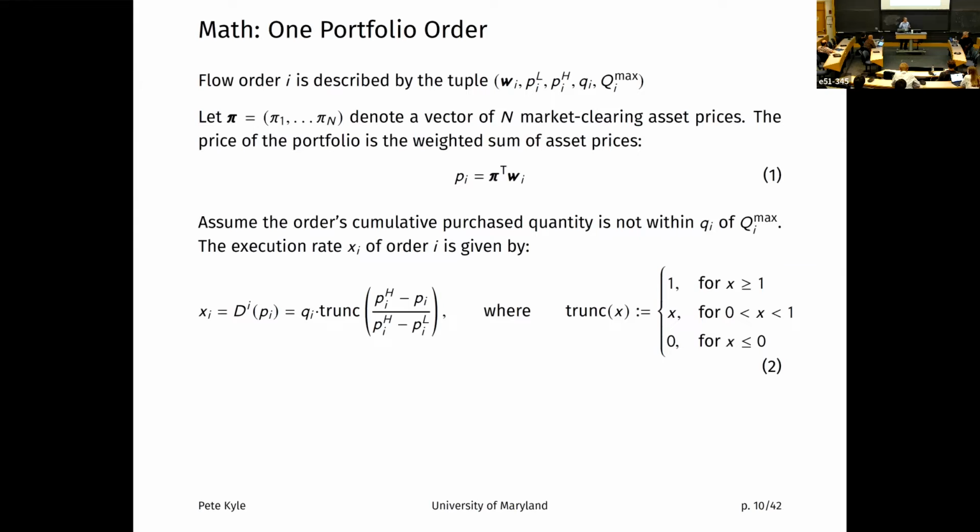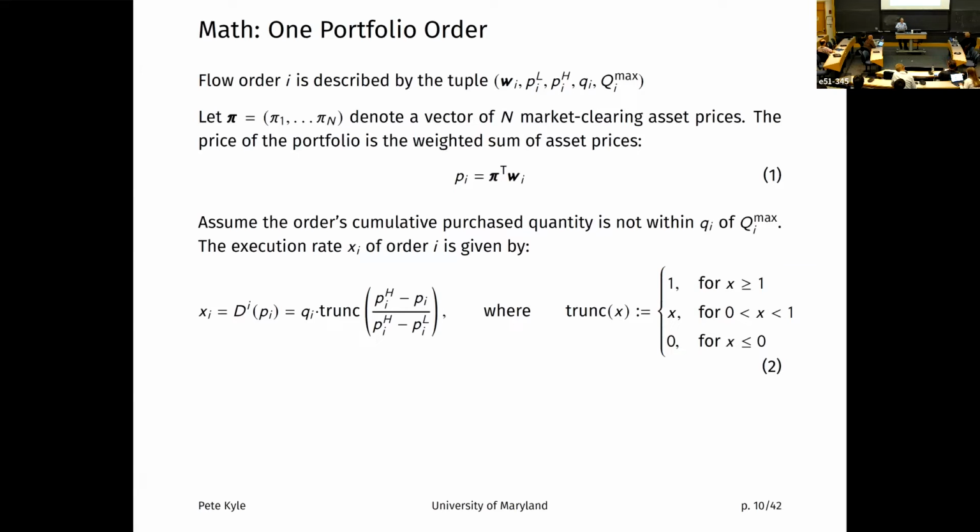So you can write this down as math, but let me emphasize the difference between the price of your portfolio that you're trading, and the market prices for the assets in the market. That's what we call pi, a vector of prices for the assets. If the vector of market prices pi is given to you, you can take the inner product of your portfolio weights, W, and that pi, and get a price or value for your portfolio.